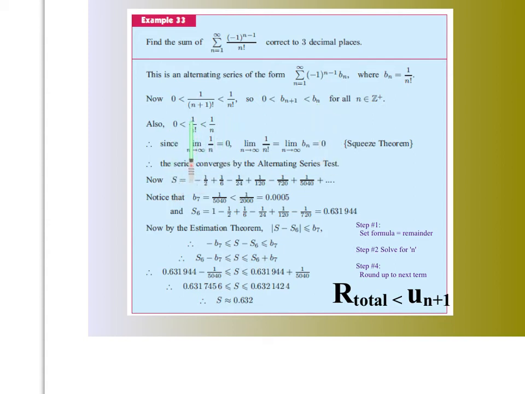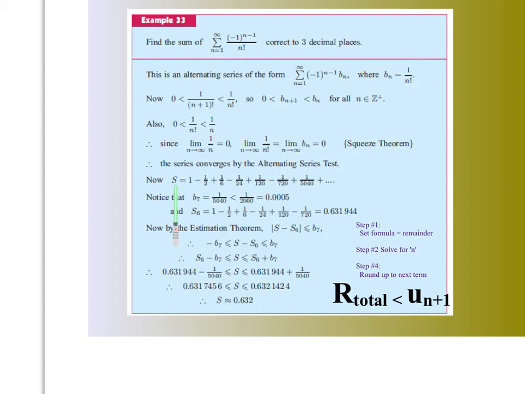Also, we know that 1 over n factorial is less than 1 over n. And since this is the harmonic series, the limit of 1 over n as n goes to infinity is 0. Therefore, by the squeeze theorem, the limit would have to go to 0. And therefore, the series converges.